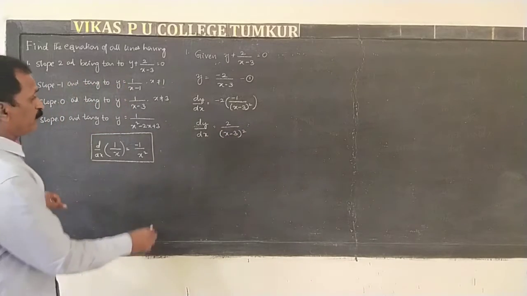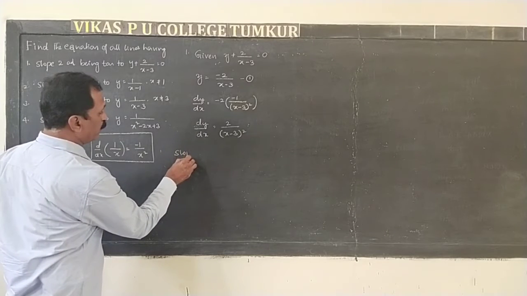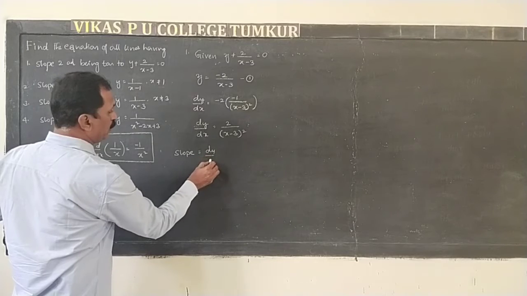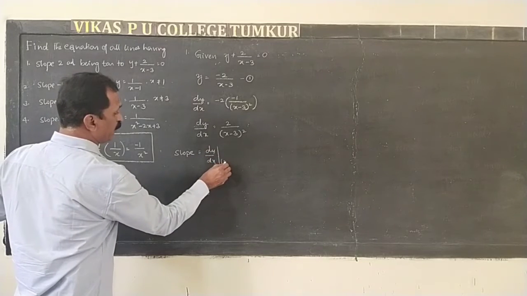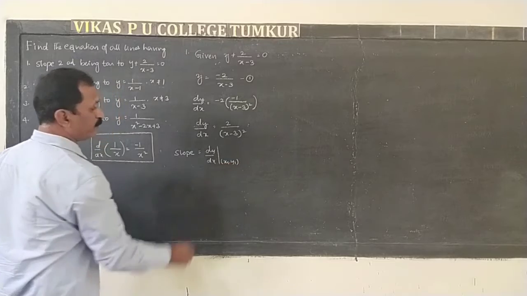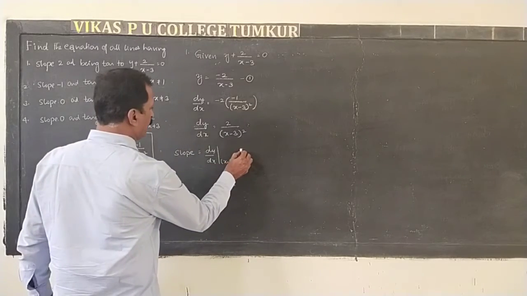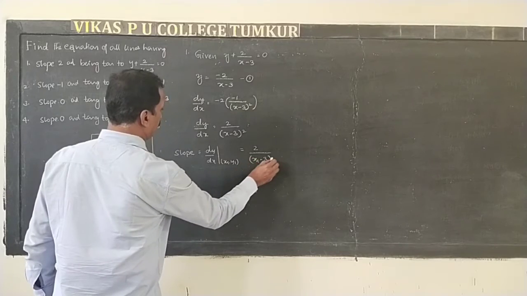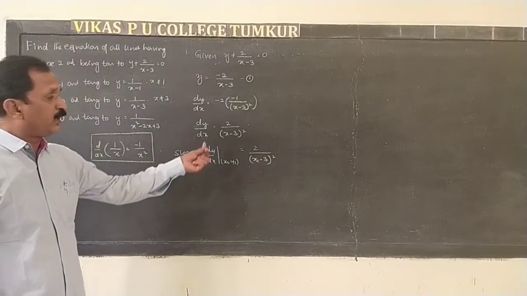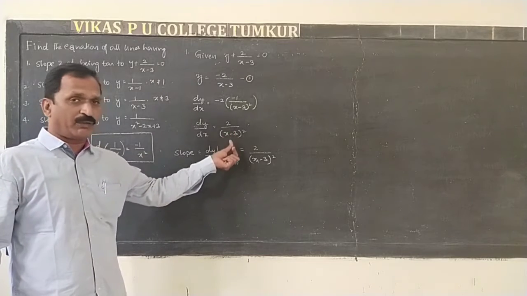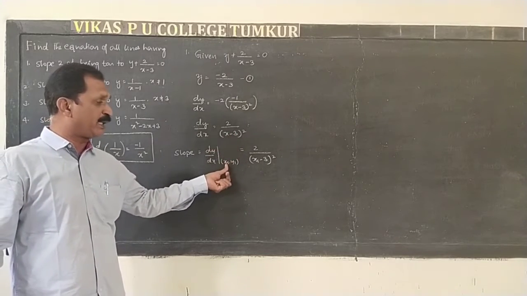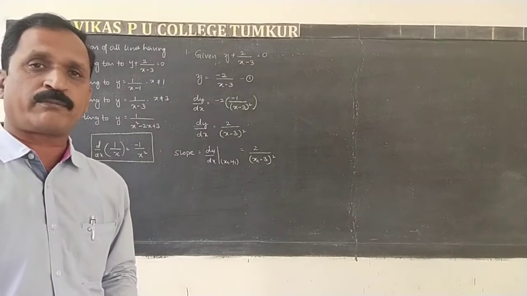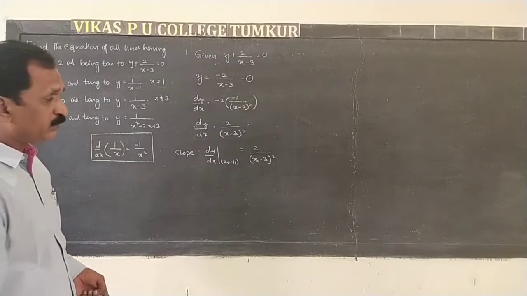So what is the slope of the tangent? Therefore, slope is equal to dy by dx at the point x1 comma y1. So this will become 2 divided by x1 minus 3 whole square. So here replace x by x1 and y by y1. Replace x by x1 to get 2 divided by x1 minus 3 whole square. Got it? Now shall I continue?